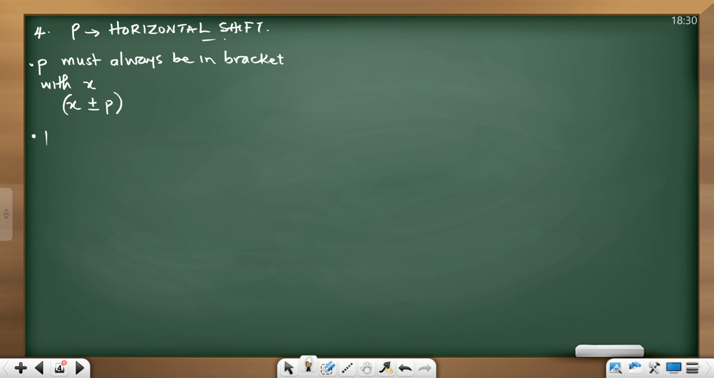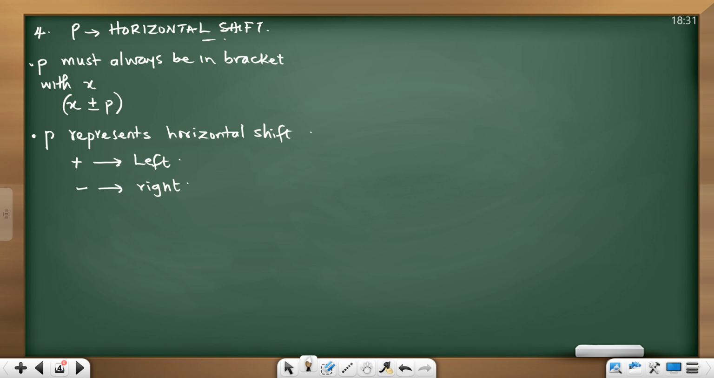Just like our functions, P represents what? Horizontal shift. P represents a horizontal shift. And what do we know? Plus tells you the graph is shifting what? Left. Minus tells you the graph is shifting what? Right. We're done.